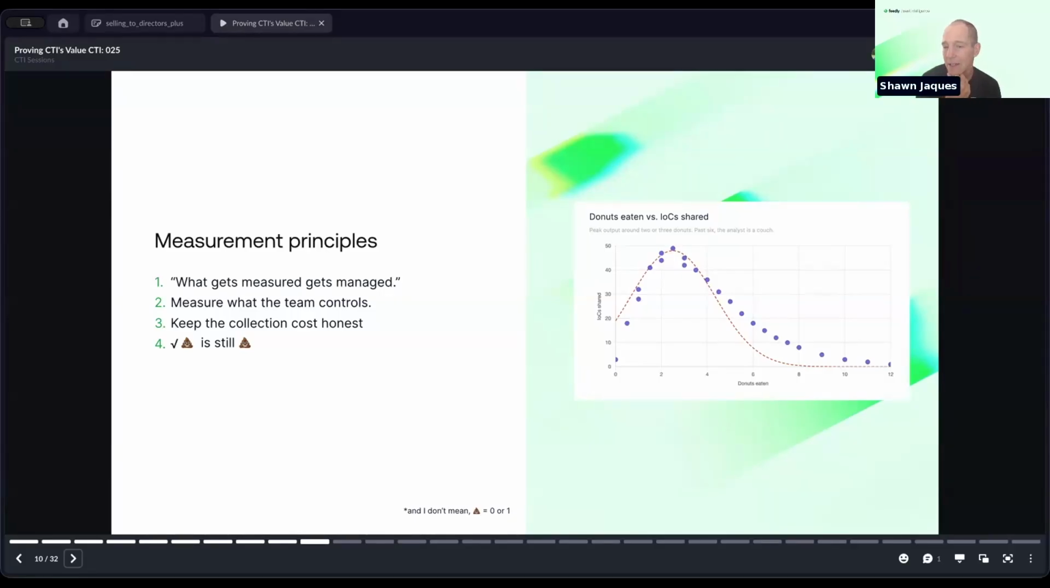Keep the collection cost honest. Dave had talked about this. You saw the earlier slide with SANS, how people measure themselves, and you only have a certain amount of time to do measurement, and you really should be collecting intel, producing intel and sharing intel that's of use for the company. So managing the metrics is not a full-time job. It shouldn't be taking up a person's time. It should be something that you can manage. So you have to select the right metrics.